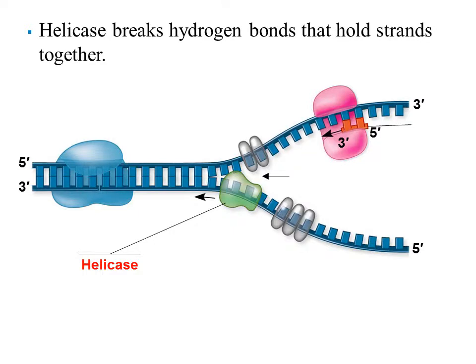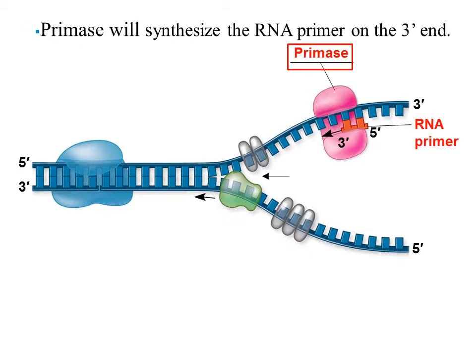So now we're going to talk about replication on the molecular level. An enzyme called helicase is going to break those hydrogen bonds that hold the antiparallel DNA strands together. That is illustrated by this green blob that's moving along the zipper in this image. Primase will then synthesize the RNA primer on the 3' end.